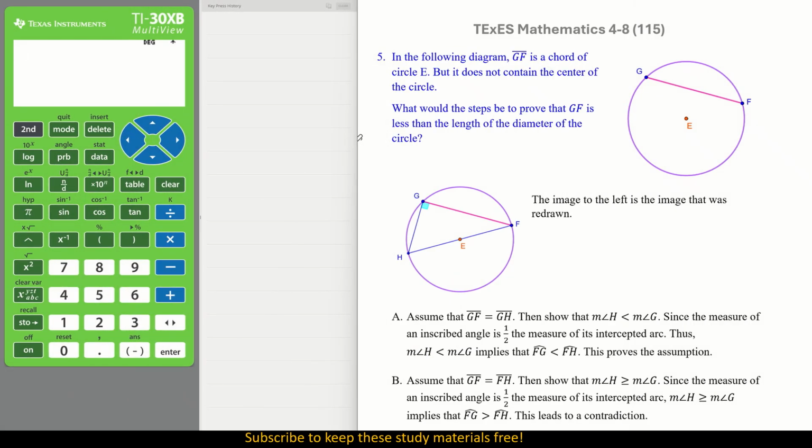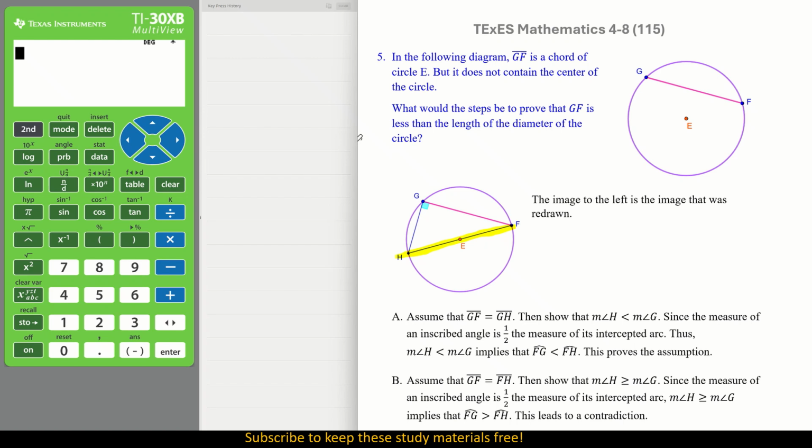Number 5, in the following diagram, GF is a chord of circle E, but it does not contain the center of the circle. What would the steps be to prove that GF is less than the length of the diameter? Okay, in the next image, I added that and I drew what they are saying. I drew in the diameter. That diameter is called FH.